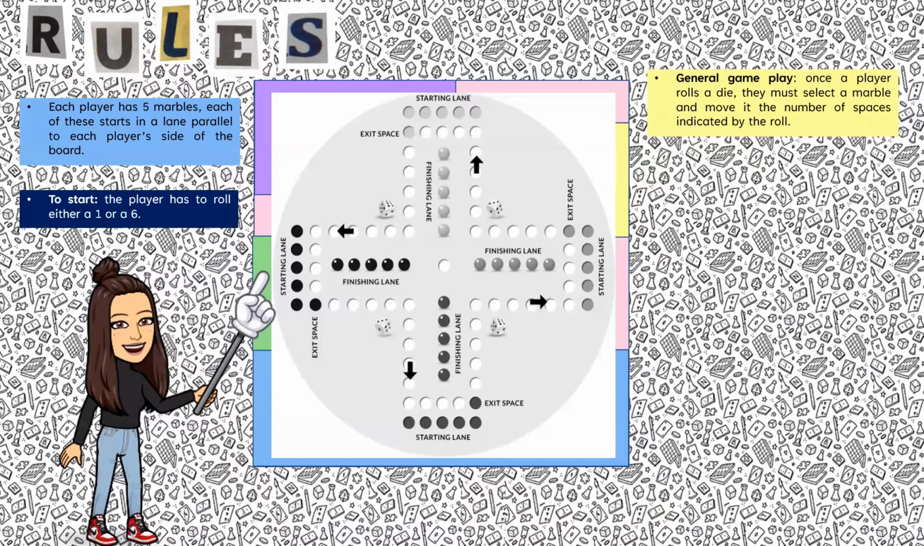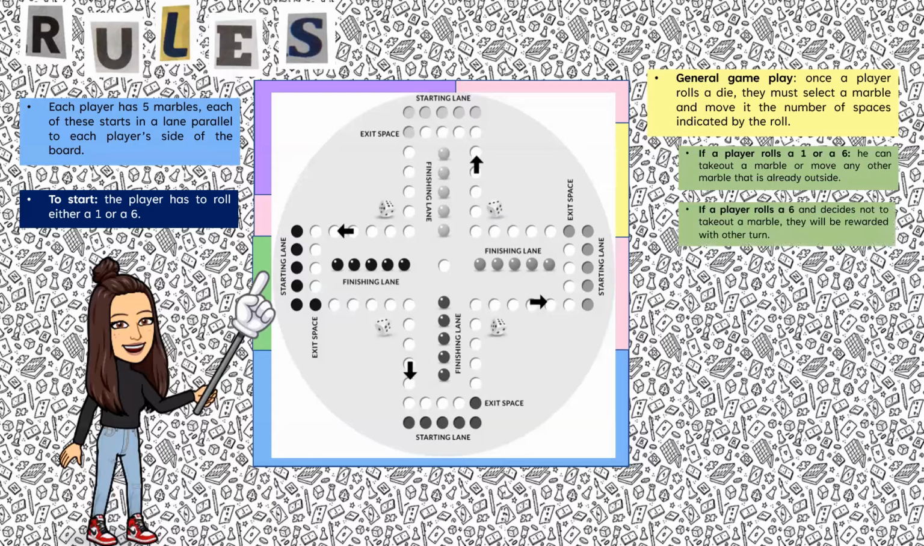Once a player rolls a die, they must select the marble and move it the number of spaces indicated by the roll. If a player rolls a 1 or a 6 and has marbles both outside and inside the starting lane, then they have to make a choice. They need to decide whether they want to take out another marble or move one that's already outside of the starting lane. If a player rolls a 6 and decides not to take out a marble from the starting lane, then they will be rewarded with another turn.